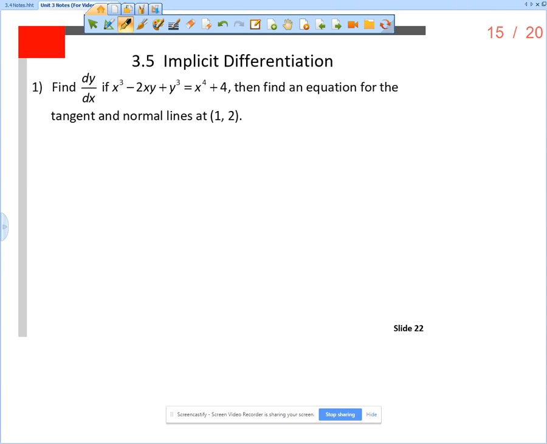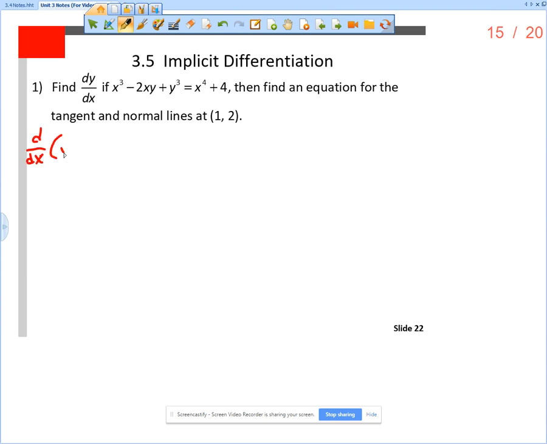Find dy/dx if x cubed minus 2xy plus y cubed equals x to the fourth plus 4. We're going to do that first. Then find an equation for the tangent and normal lines at (1, 2). Let's just start with dy/dx. I'm going to take the derivative with respect to x of each side.